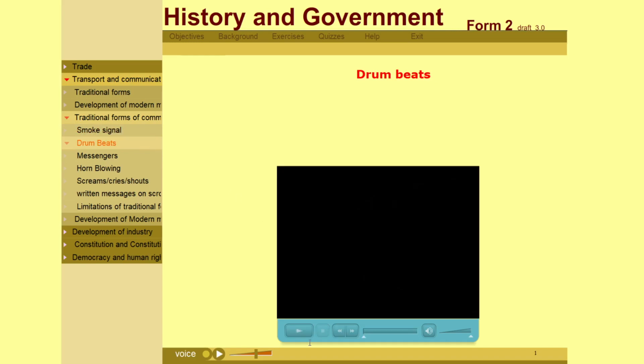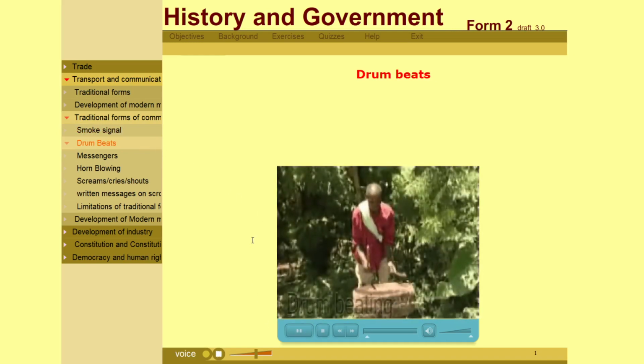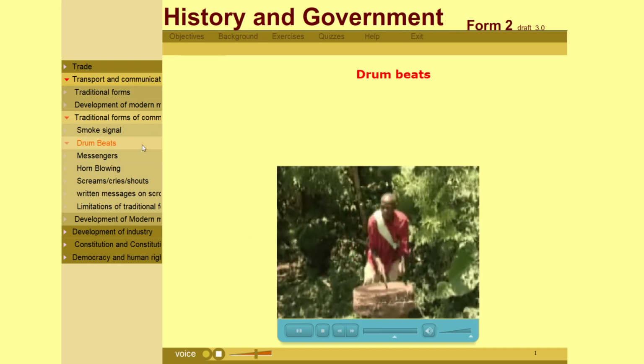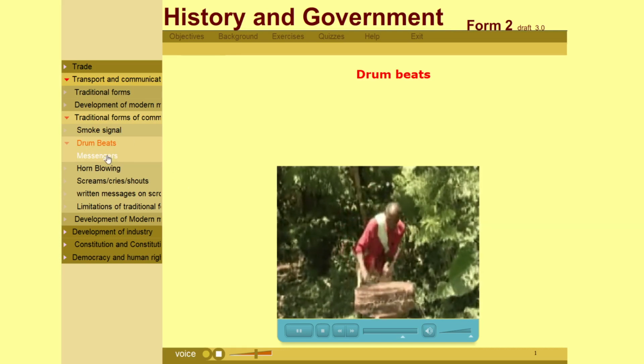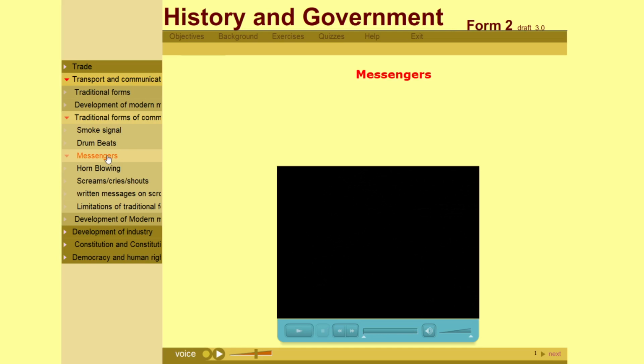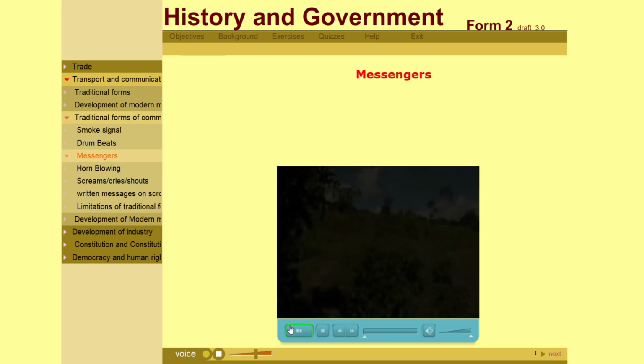Another form of traditional communication. These were trusted runners who were sent with either verbal or written messages from one party to another.